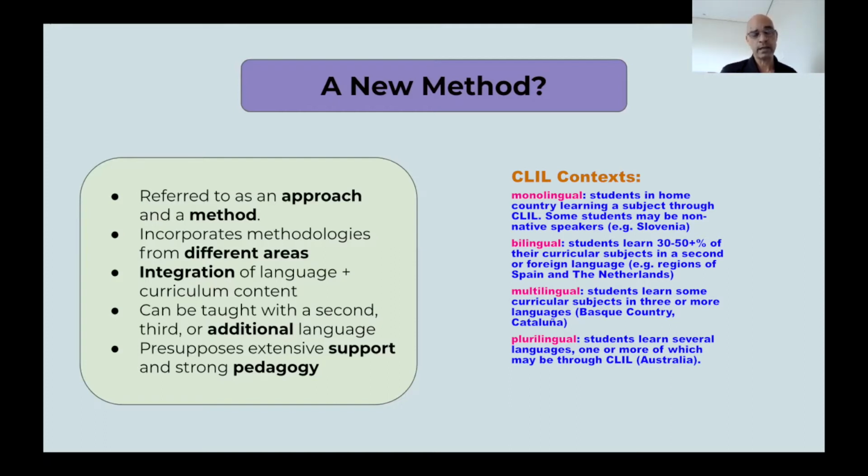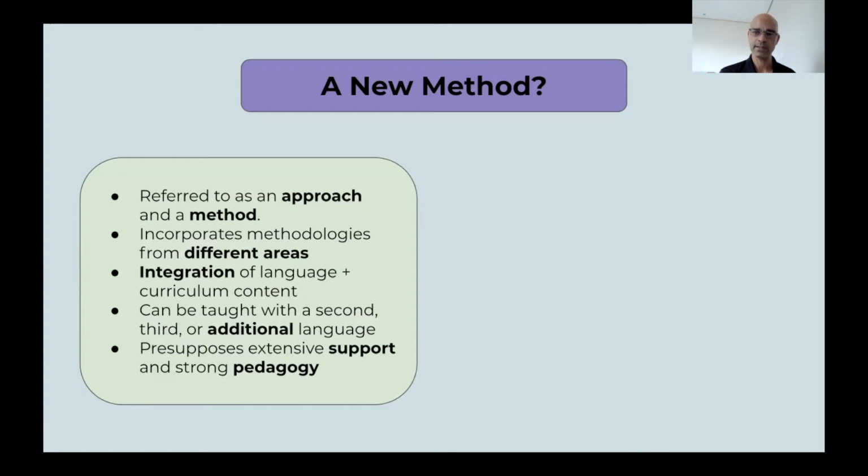So, as I've highlighted, CLIL can be taught with a second, third, or additional language, sometimes referred to as the target language, right? Which is the language that the students are developing as they learn that content area. And for this reason, CLIL presupposes extensive support and strong pedagogy. Because if you're teaching math not in the student's first language, but in that additional language, you're going to have to provide some support, both linguistically and from the content area itself, in order to make sure that the students understand and advance in that area.